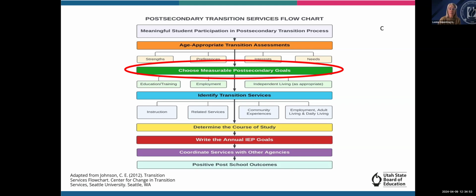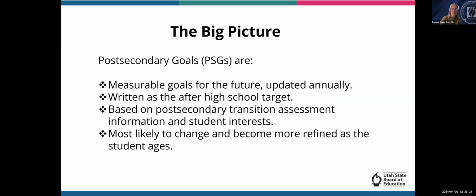And then of course, if we do all of this well, and we're really targeting these services and writing appropriate goals for students, then ultimately what we want to see is that a student has a positive post-school outcome, meaning that they are hopefully employed, going on for further education and training when they leave school, and living and participating in the community as independently as possible. So postsecondary goals, these are the big picture goals, right? These are for the future, as I just mentioned.